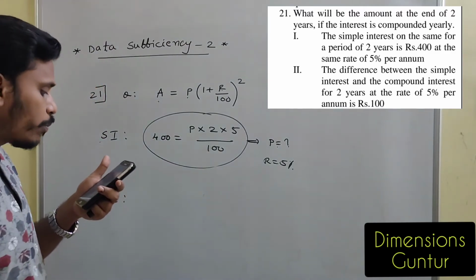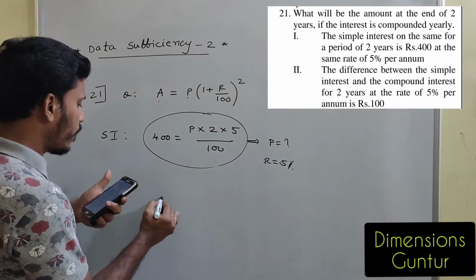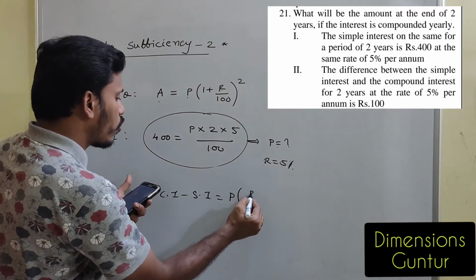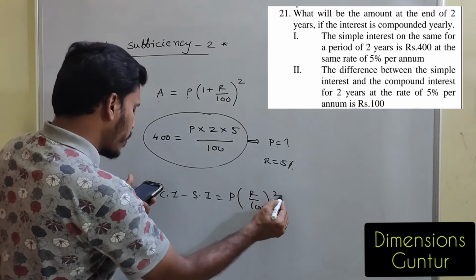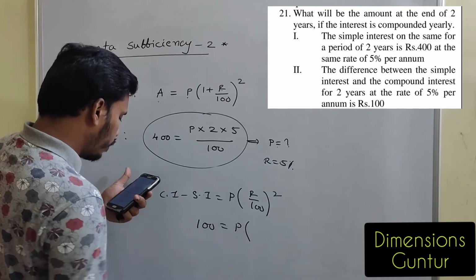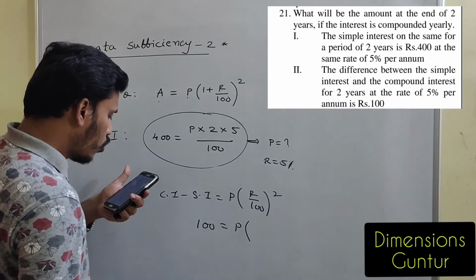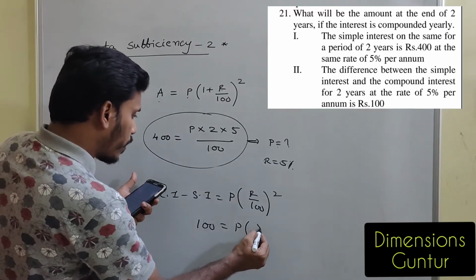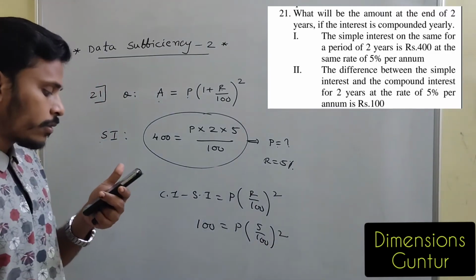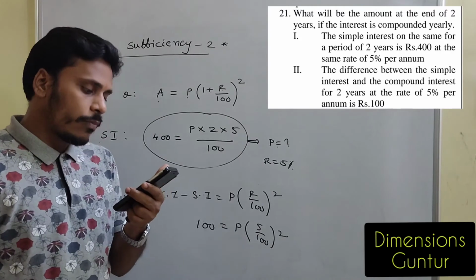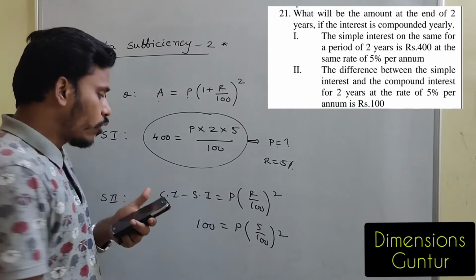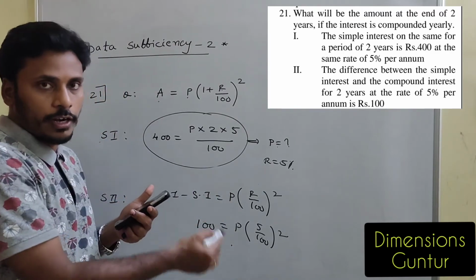The difference between the simple interest and compound interest for 2 years, see again the same rule, the difference between compound interest and simple interest for 2 years is usually given by this logic, and this difference is given as 500. Principal we don't know, for 2 years, at the rate of 5% per annum. So from there you will get the principal value again, and at the rate of 5% per annum, maybe the same rate of interest you need to use. So this statement also gives you the principal and rate of interest.